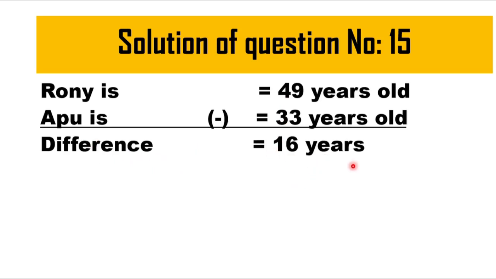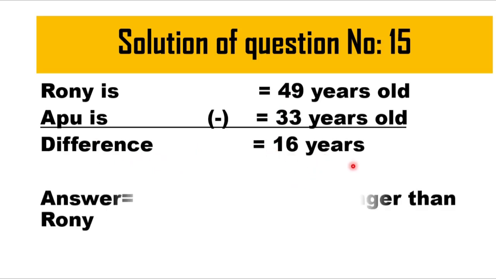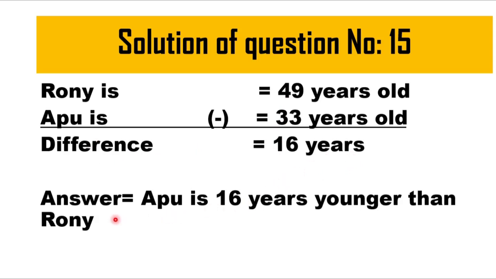And finally, how can we write the answer of this question? You know that the answer will be like that. Answer is equal to: Oppu is 16 years younger than Ronnie. Dear students, and it is the solution of question number 15. I hope you all were able to understand question number 15, and you also understood the questions which are mentioned on this page.